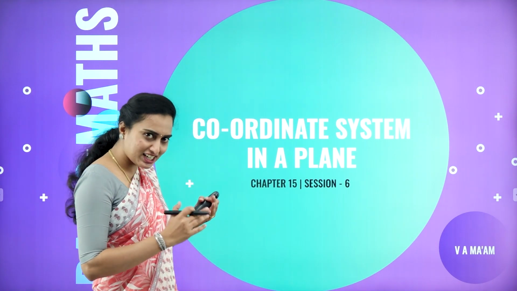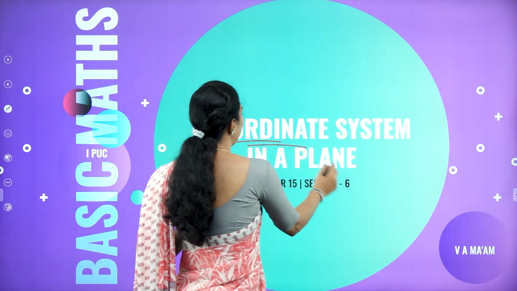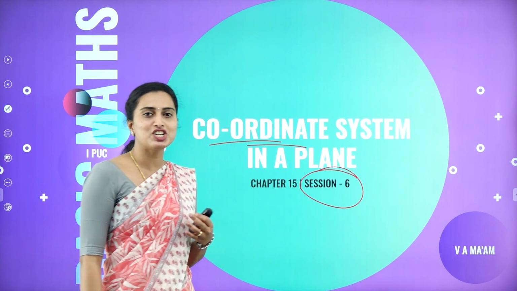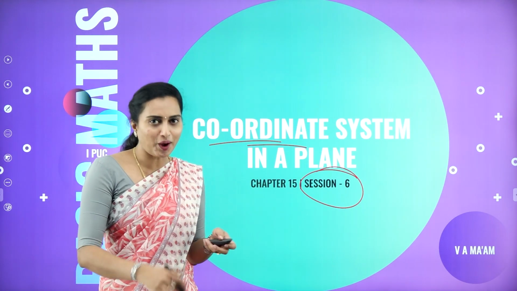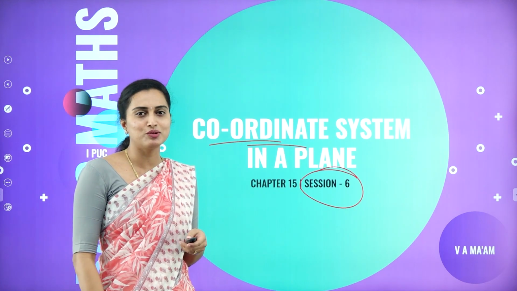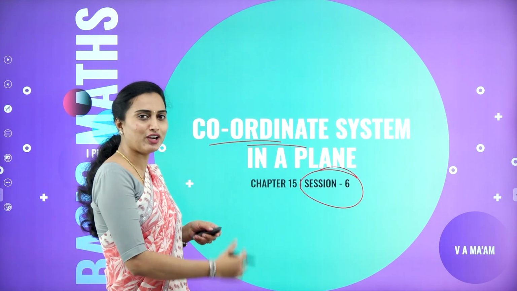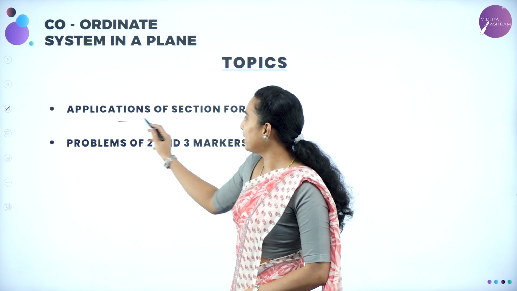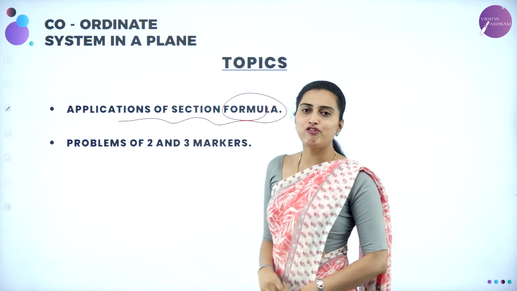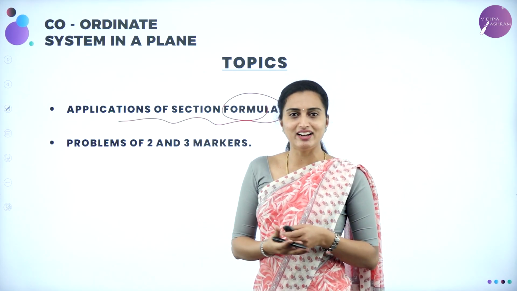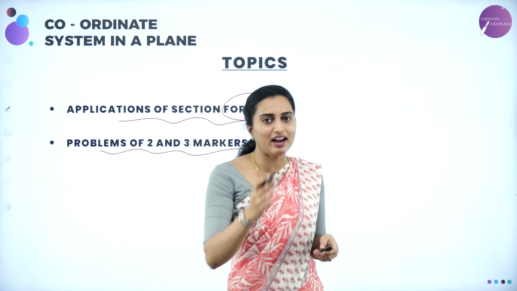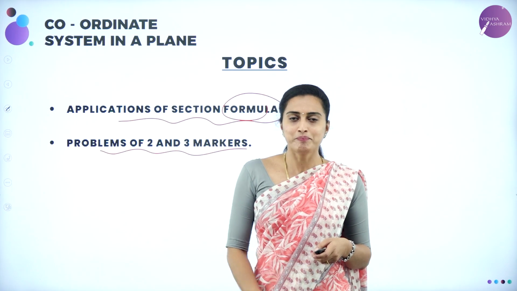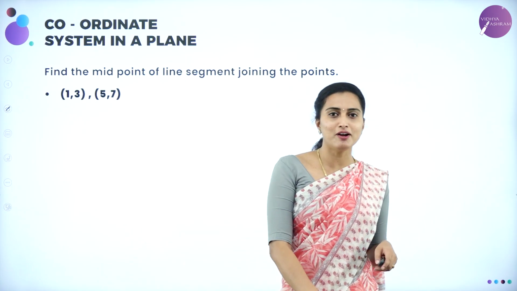Now, in this session of the coordinate system in a plane, which is session number 6, some more problems we are going to have here. What is the topic under this session? It is applications of section formula as usual, internally and then externally, and you are going to have problems of 2 marker and then 3 marker. Okay. So, let us move on to the problem.